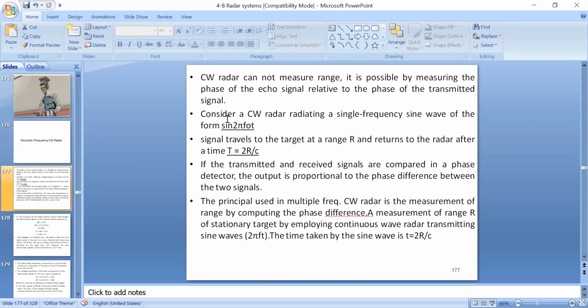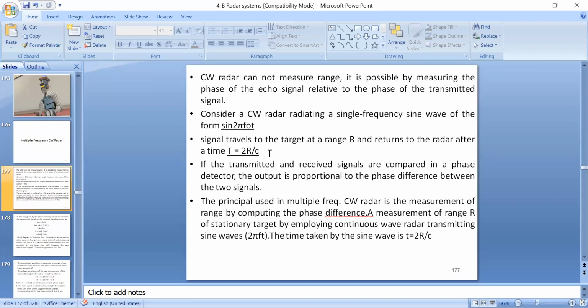So see here, consider a continuous wave radar radiating a single frequency sine wave in the form sin 2 pi f naught t. In analytical form, consider that a sin 2 pi f naught t wave is transmitted by a continuous wave radar. Now the signal takes a time T to reach the target and return back to the radar system, where T is given as T equals 2R by c.